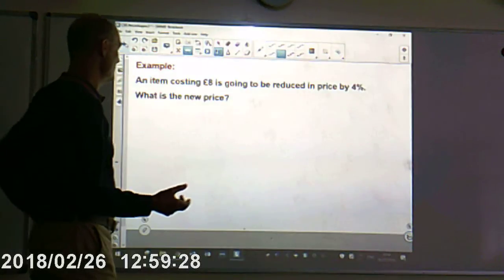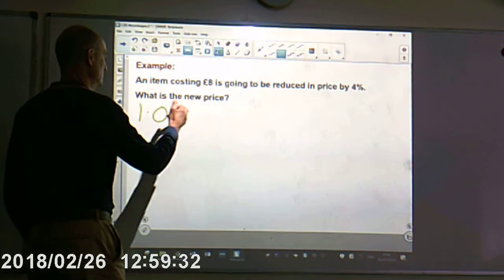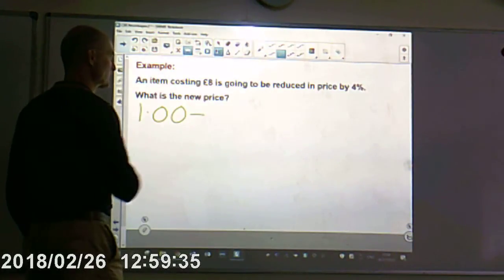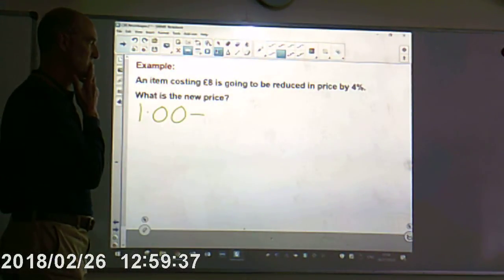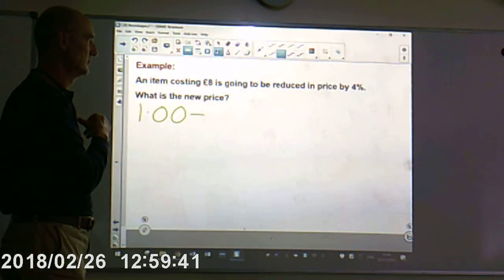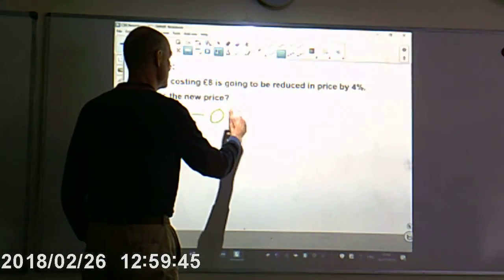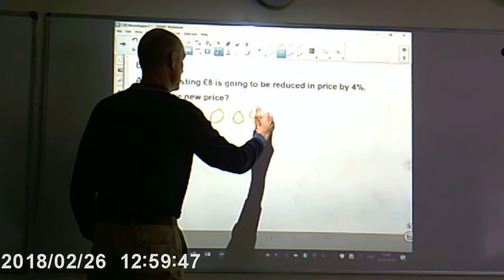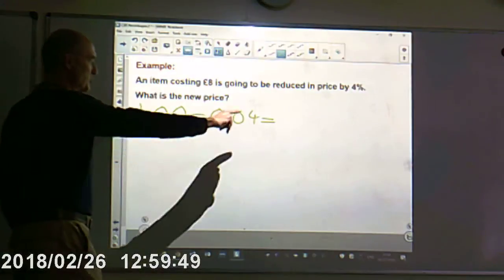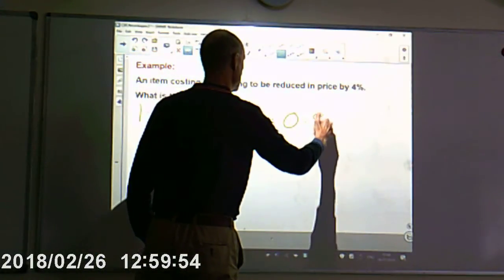So we've started off with our whole one, and we're reducing it, so we're taking away. What percentage are we taking away? We're taking away 4% of our whole one. So what's 4% as a decimal? It's 0.04. So our multiplier is going to be 0.96.